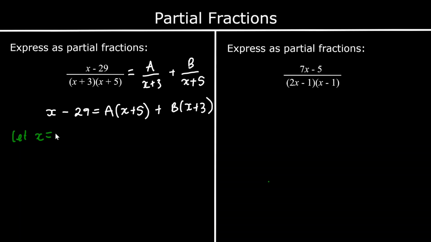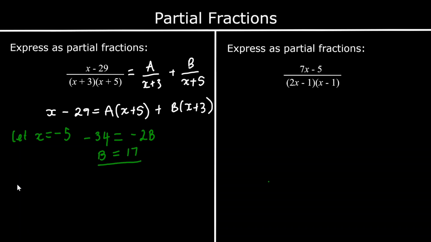So if I let x equal -5, what will I have? So -5 minus 29, I'll have -34. The a is going to disappear, and I'm going to have b. So -5 plus 3 is -2, -2b. Divide both sides by -2, b must be 17.